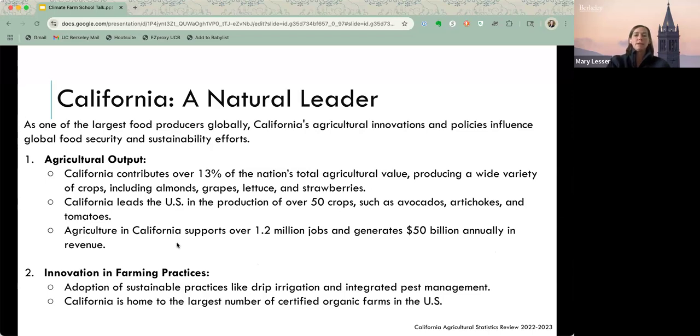Our climate and just the way that the state is and how much it spans provides a lot of unique systems to be able to grow different types of foods. Also, California has been very innovative in farming practices. I know I mentioned this a little bit earlier. California has adopted sustainable practices, from drip irrigation to integrated pest management. It's also home to the largest number of certified organic farms in the U.S., and that's not even including the ones that are non-certified that are still organically grown.